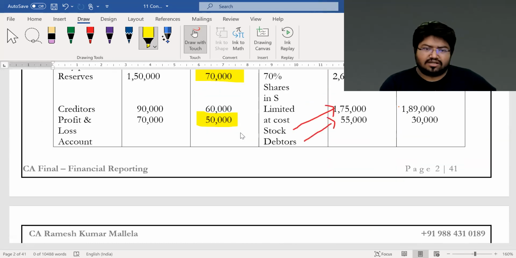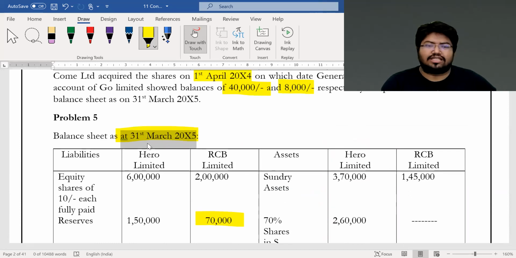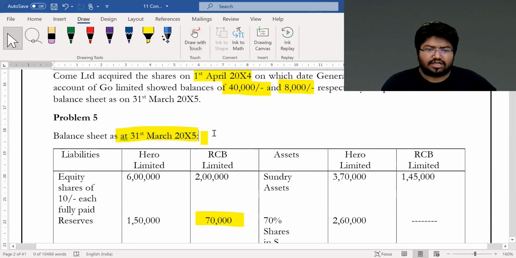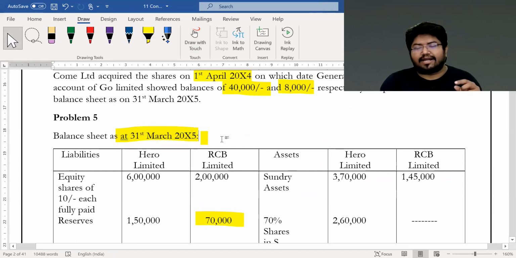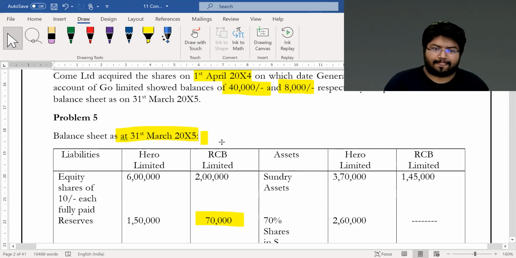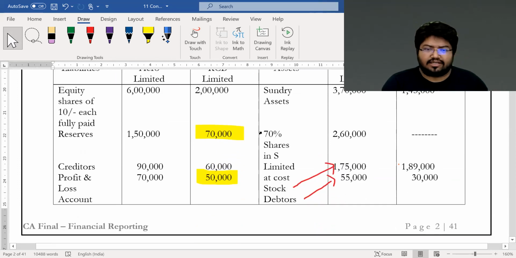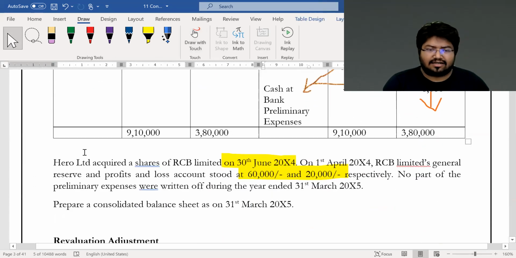That's all. So what is new learning for you in this problem is it is not about date of consolidation and all. It is about what if my date of control is in between the financial years. That is what we are learning, and there are 70% shares which are held by S Limited. So let's get started. After this problem, I'll give you a note on general reserve transfers and all that stuff.